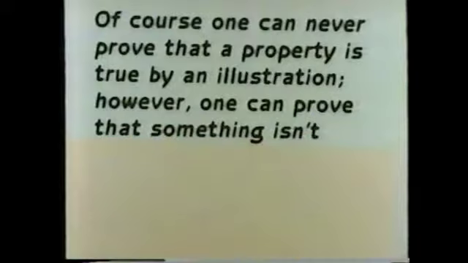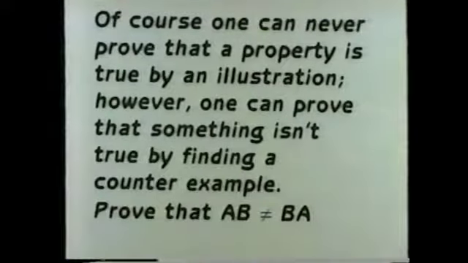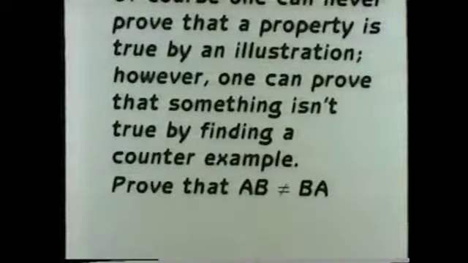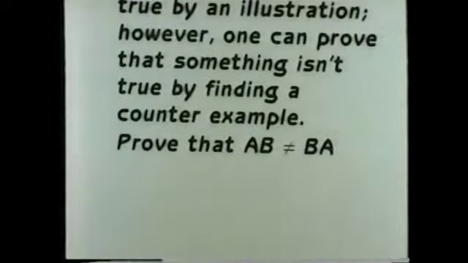However, one can prove that something isn't true by finding a counterexample. This proves that matrix multiplication is not commutative. Well, now, one cheap way would just be to show that it's a mismatch in one way and you can't multiply. But I'm going to use 2 by 2 matrices and actually produce a counterexample.